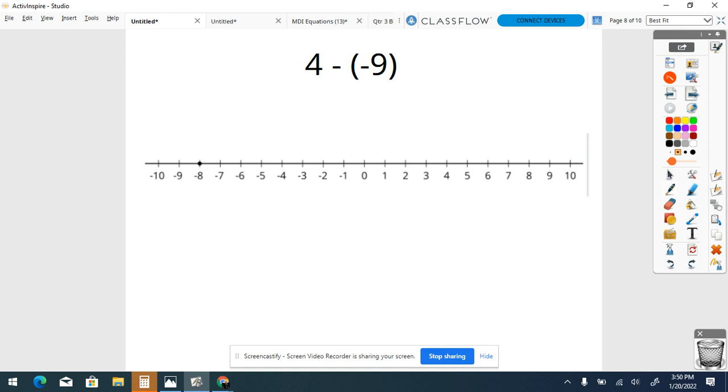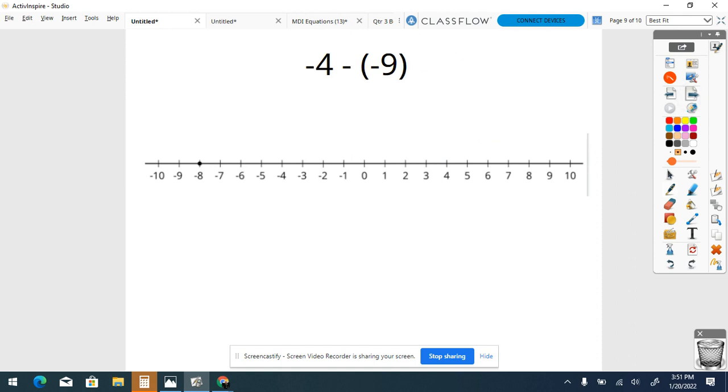All right, so my first number is 4. So I'm at 0. I start at 4. Now minus negative 9. So I'm taking away negatives. I'm taking negatives out of my life. So remember, minus a negative is plus a positive. So I'm at 4. Now I'm actually adding 9. 1, 2, 3, 4, 5, 6, 7, 8, 9. And this would put me at 13.